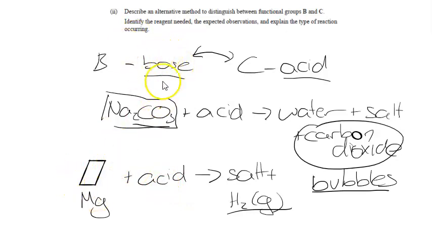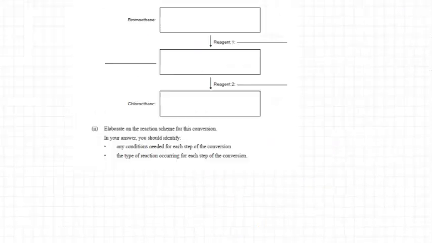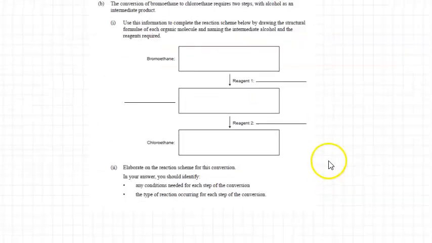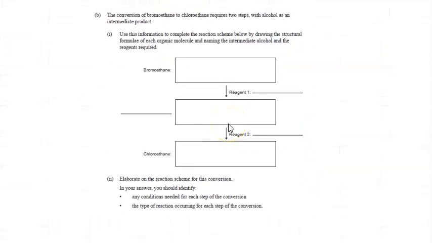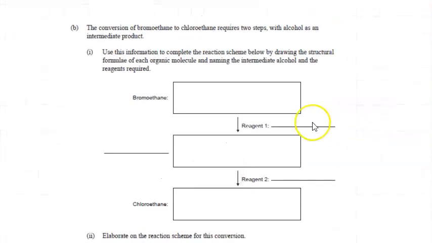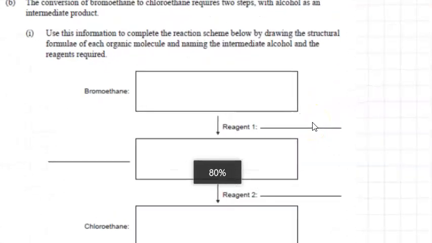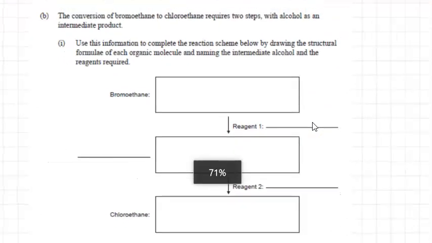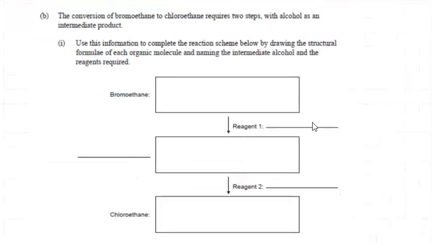If we put the magnesium in with the base, there'd be no reaction. So that's the first part of it. Next part, the conversion of bromoethane, let's zoom in a little bit. Bromoethane to chloroethane requires 2 steps, with alcohol as an intermediate product. There we go, so an alcohol is an intermediate. So we know that we're going from bromoethane to CCOH, so we're getting the alcohol as the intermediate.